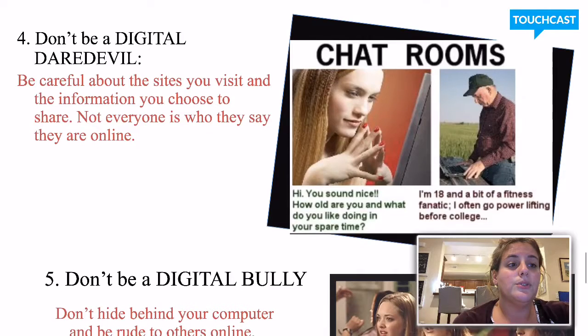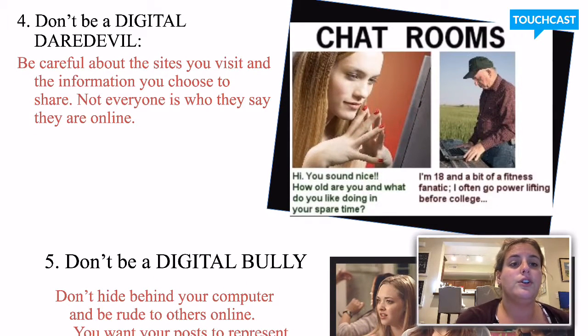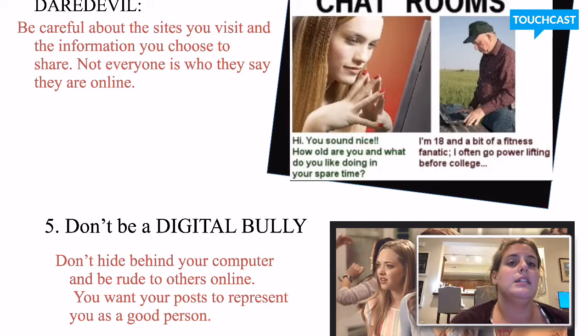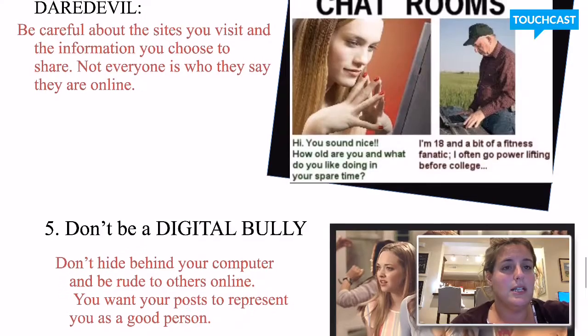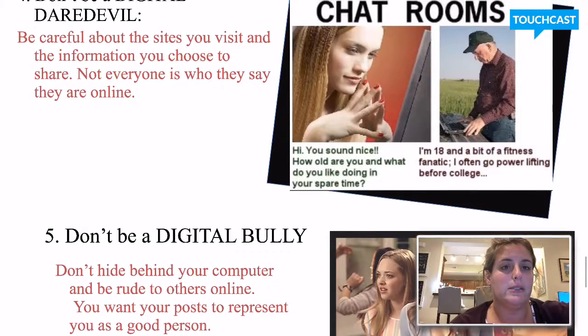Our last two rules are number 4, don't be a digital daredevil. Be careful about the sites you visit and the information you choose to share. Not everyone is who they say they are online. Number 5 is don't be a digital bully. Don't hide behind your computer and be rude to others online. You want your post to represent you as a good person. Number 5 has a lot to do with what we talked about in our last unit about cyberbullying.